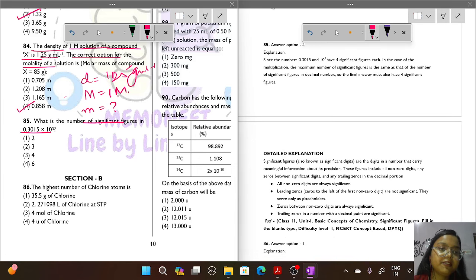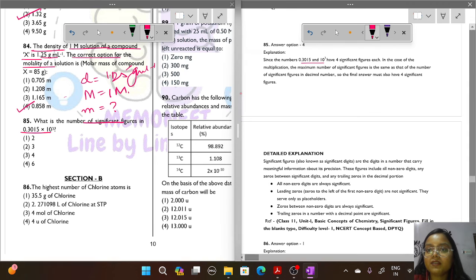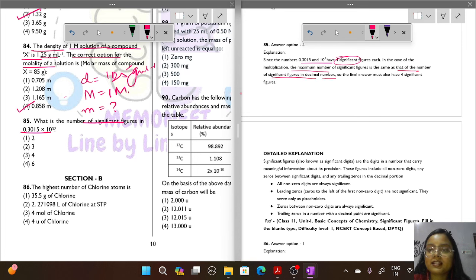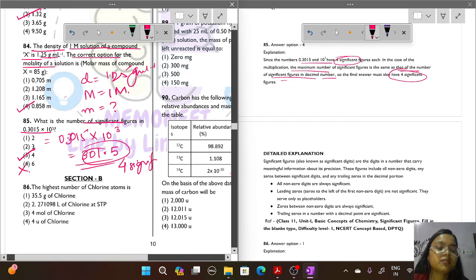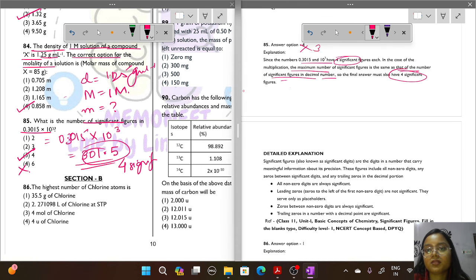What is the number of significant figures in 0.3015 into 10 to the power 3? So 0.3015 into 10 to the power 3 has 4 significant figures. Okay. So in this case, if we multiply, then the final number will have 4 significant figures. If 0.3015 is multiplied by 10 to the power 3, then what will be the answer? 301.5. So in this case also it will have 4 significant figures. Option number 3 is the correct option and not option number 4.